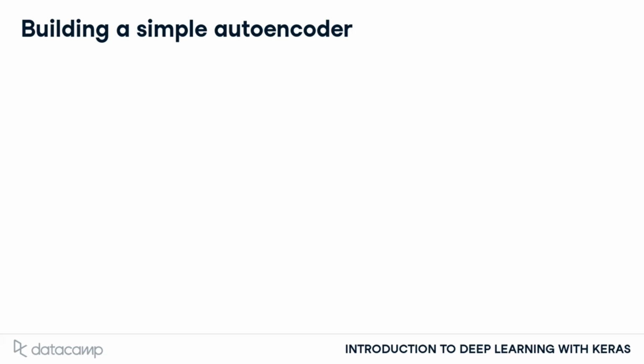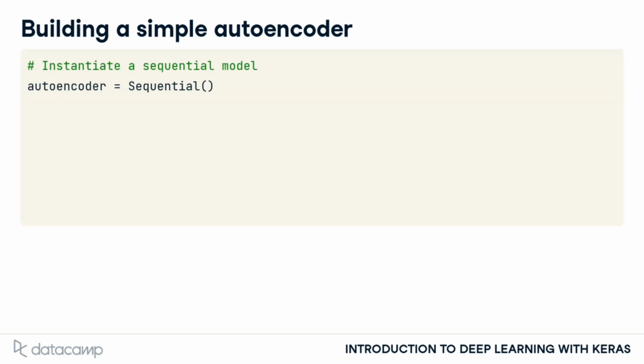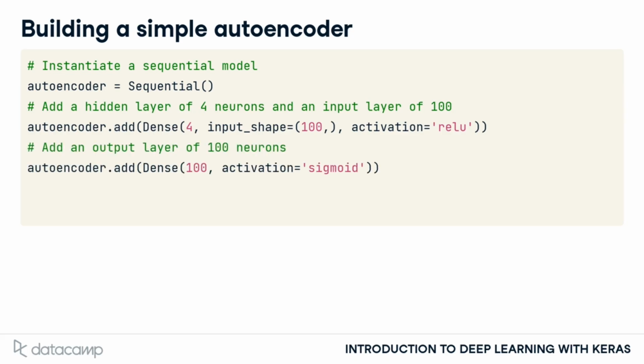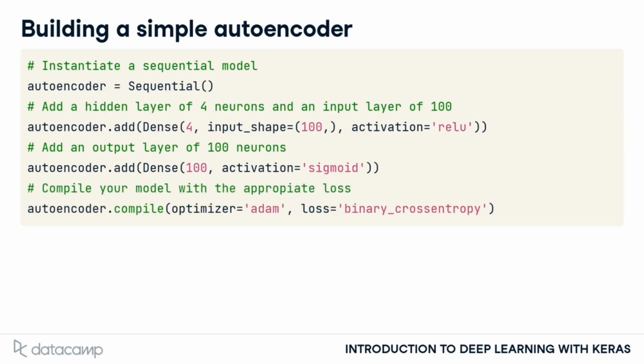To make an autoencoder that maps 100 inputs to 100 outputs, encoding the inputs into a layer of 4 neurons, we will do the following. Instantiate a sequential model. Add a dense layer of 4 neurons with an input shape of 100 and end with an output layer of 100 neurons. We use activation sigmoid because we assume that our output can take a value between 0 and 1. We end compiling our model with an optimizer and binary cross-entropy loss since we use sigmoid.